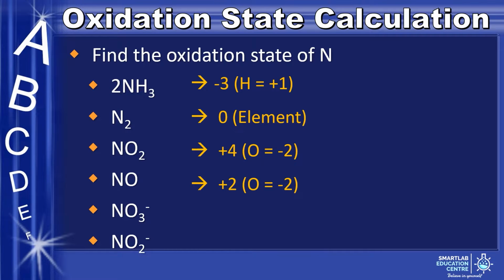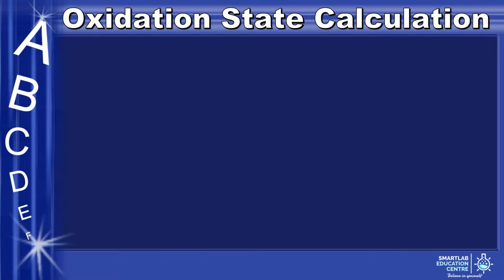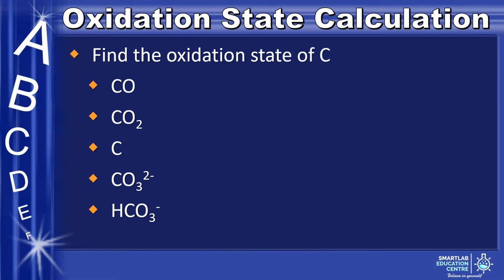In the nitrate ion, doing the math as seen in the calculation, you will be able to solve that nitrogen is +5. Lastly, in nitrite, the oxidation state of nitrogen is +3 as solved in the calculation as well. In this example, identify the oxidation state of carbon in each of the following compounds and ions.